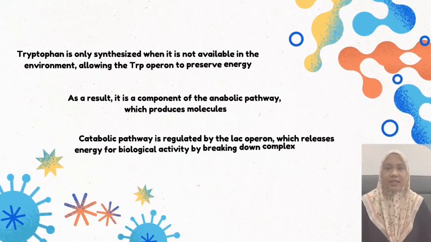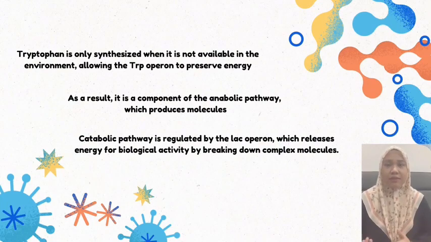Tryptophan is only synthesized when it is not available in the environment, allowing the TRP operon to preserve energy. As a result, it is a component of the anabolic pathway which produces molecules. On the other hand, the catabolic pathway is regulated by the lac operon, which releases energy for biological activity by breaking down complex molecules.